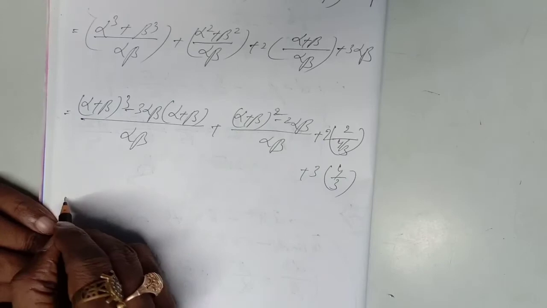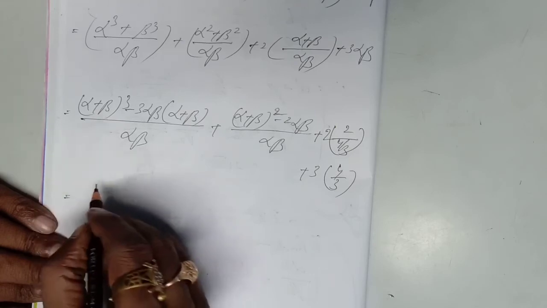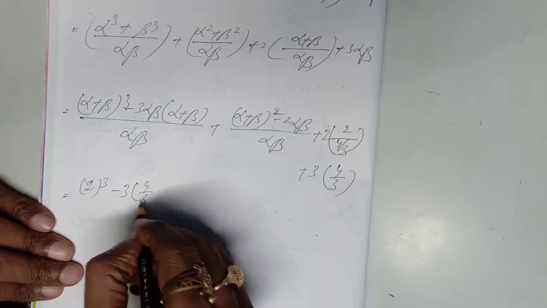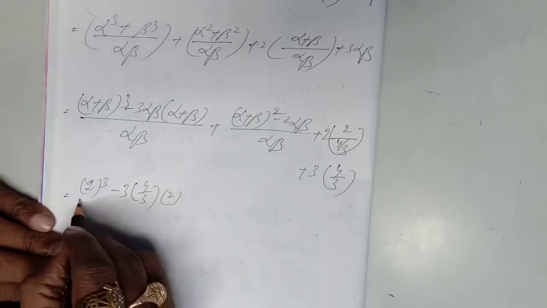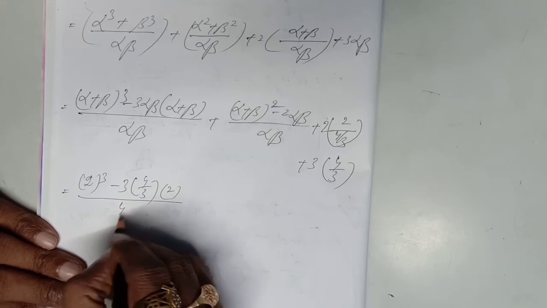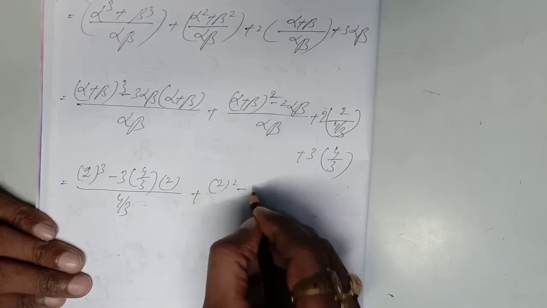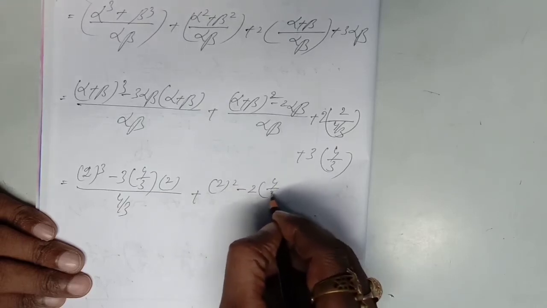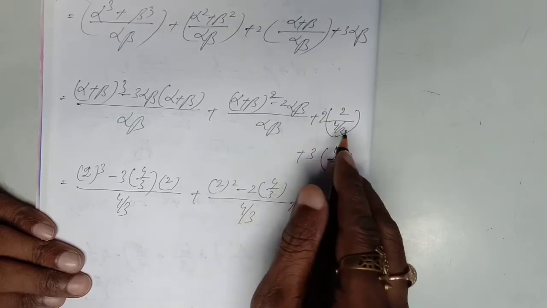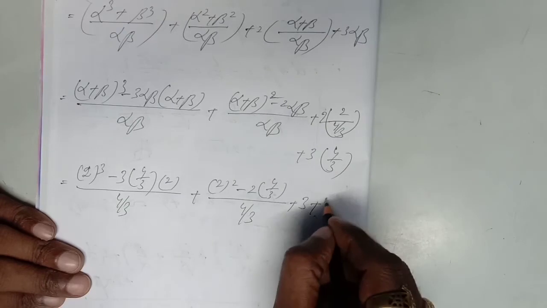Now you have to put the value here of alpha plus beta, how much did you get? 2, in 2 cube minus 3 alpha beta, 4 by 3, and alpha into beta, 2. Next alpha into beta, that is 4 by 3, plus alpha plus beta 2 whole square minus 2 into alpha into beta, that is 4 by 3. Here also alpha into beta is 4 by 3, and this 3 will go up, 2 to the 4 cancel, 3 left, here 3 cancel, 4 left.